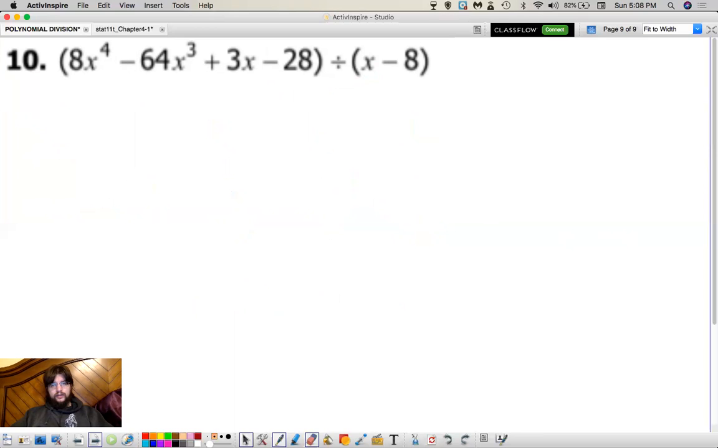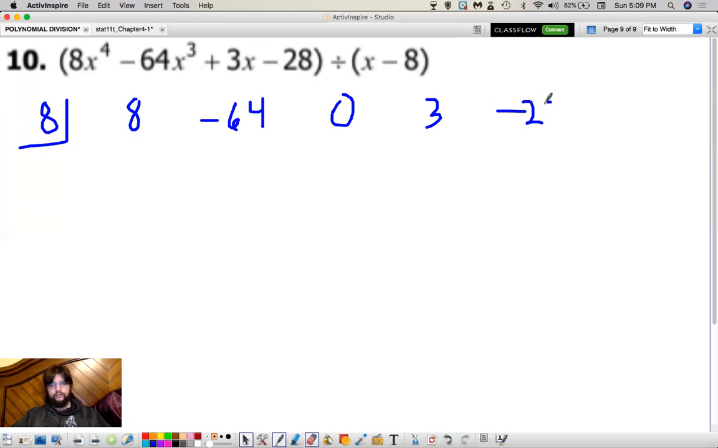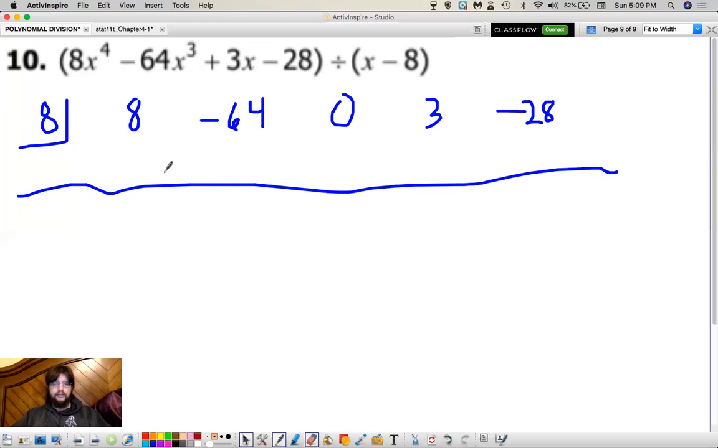Definitely doing synthetic division on this one because this would be quite lengthy with long division. So first step, what makes our divisor equal to 0? 8. I'll put it inside the box. Write down my coefficients without skipping any. 8, negative 64, 0, there's no x squareds here. 3, negative 28. All right, here we go.